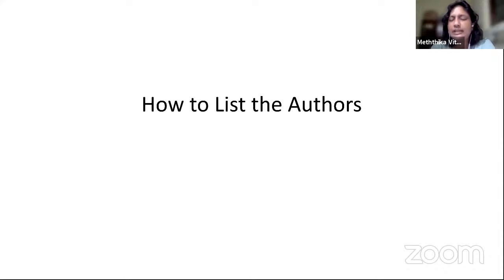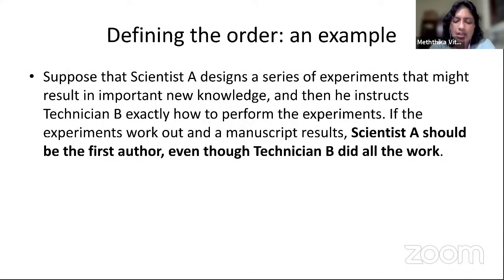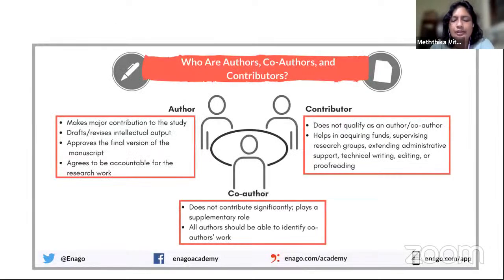Then how to list authors. This is also very important. You might think that authors can be any people who will help your research will become an author. These three different terms you have to understand well. Author, co-author, and contributor.